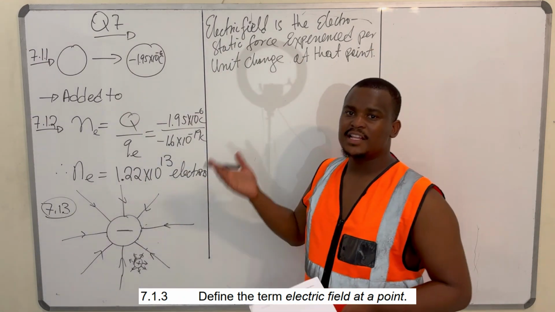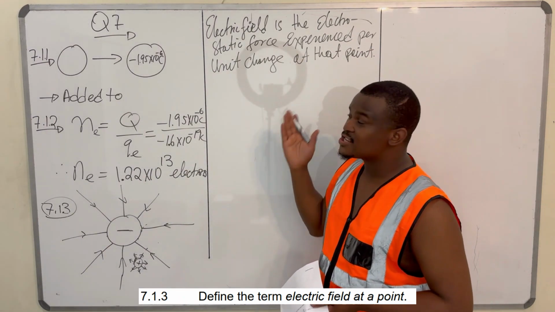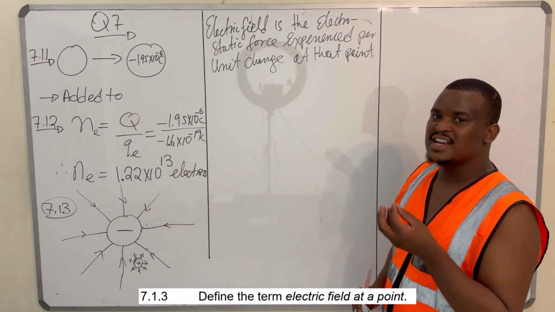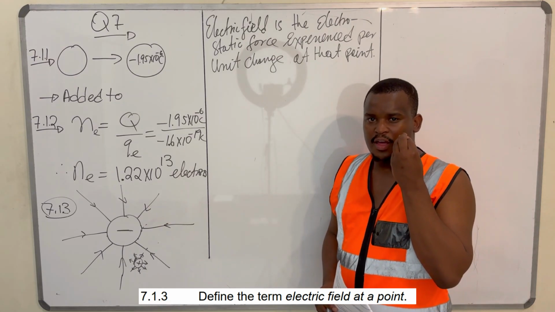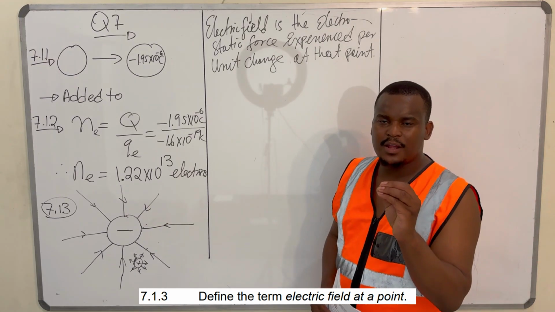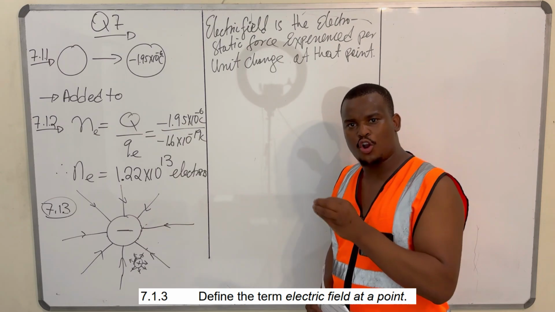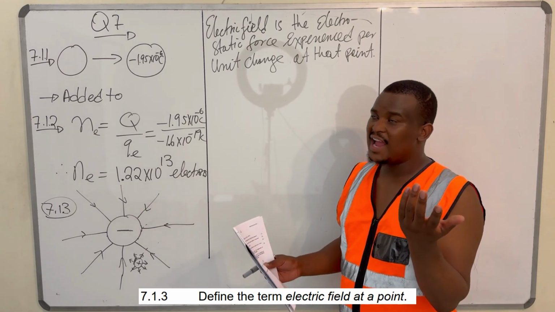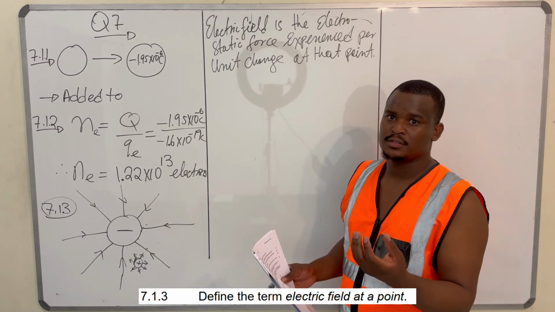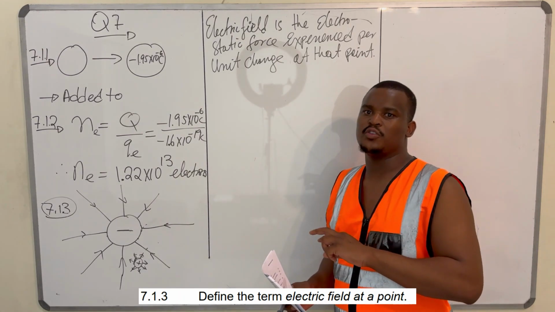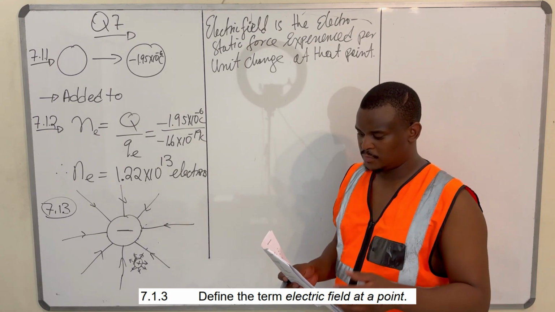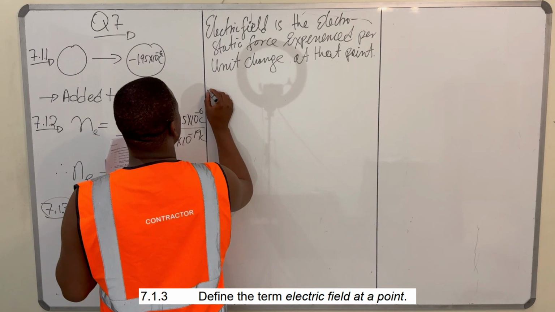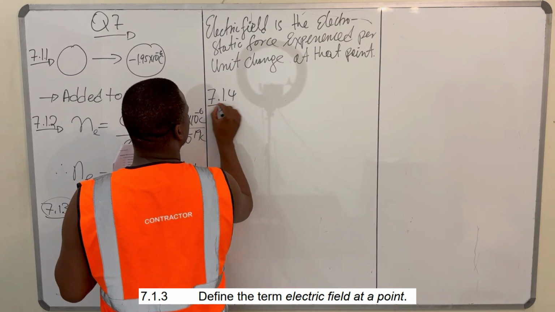So the electric field is the electrostatic force experienced per unit charge at that point, which is the number of newtons per coulomb experienced at that point. That's what an electric field is. It is not a force, it's a force per unit charge. Done. Go to the next one, which is 7.1.4.